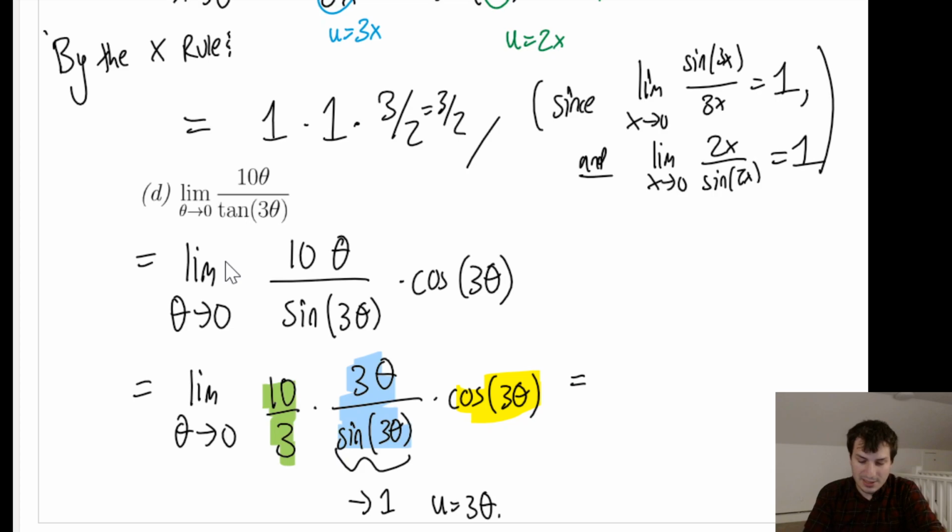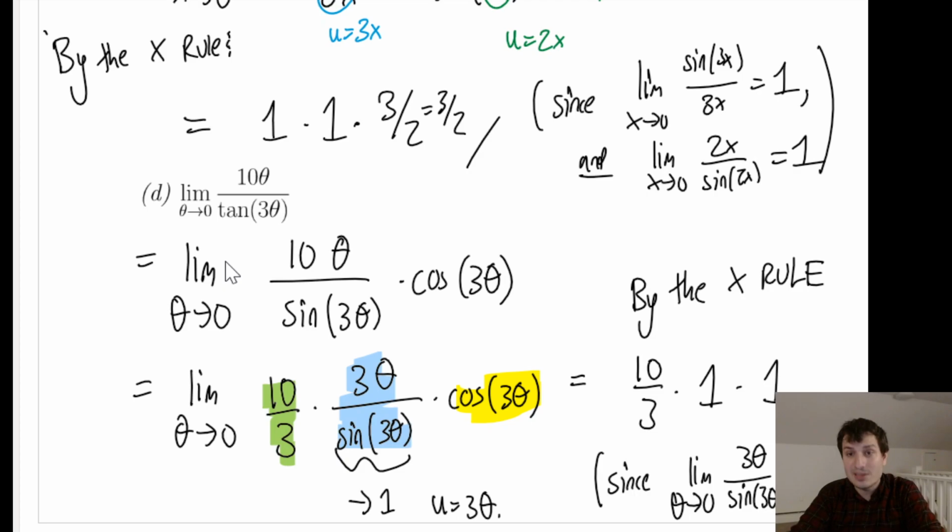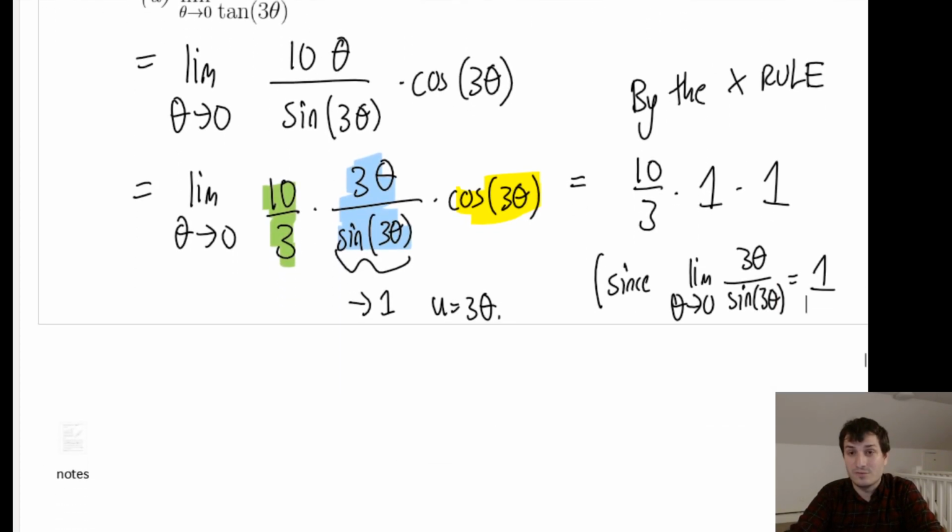So this is going to be, by the times rule for limits, 10 thirds times 1. The cosine is up 1, and you could write, since the limit as theta goes to 0 of 3 theta over sine 3 theta equals 1, and that's a u substitution of the original fundamental sine limit. Okay. So the final answer here is 10 thirds.